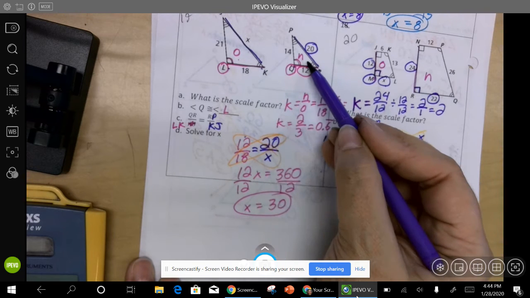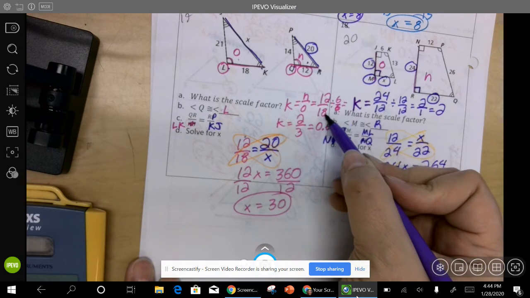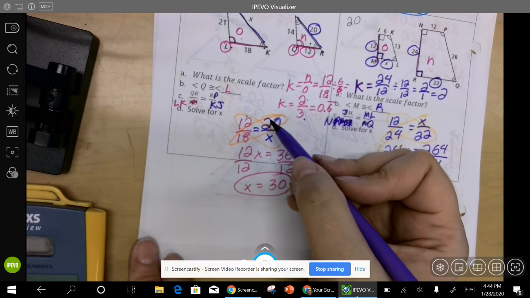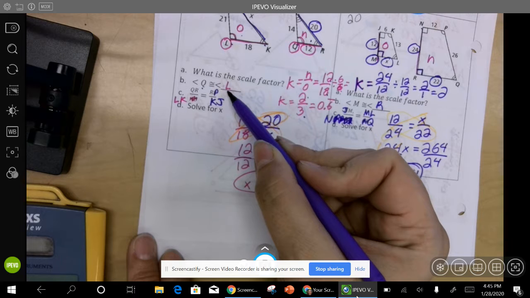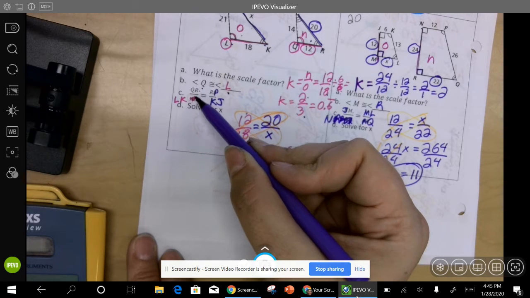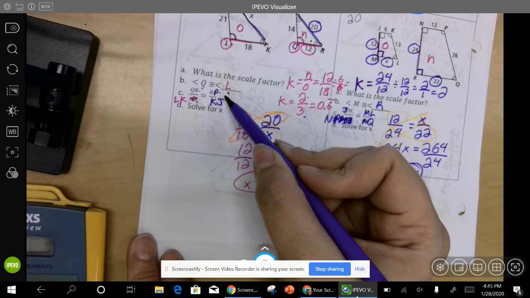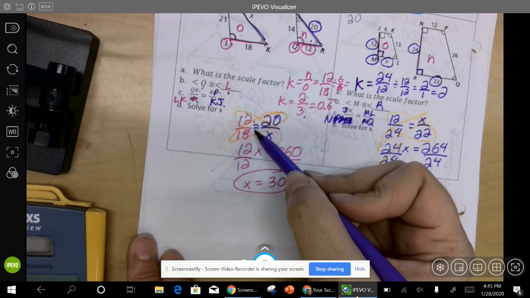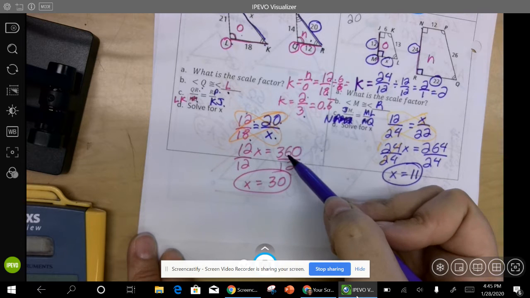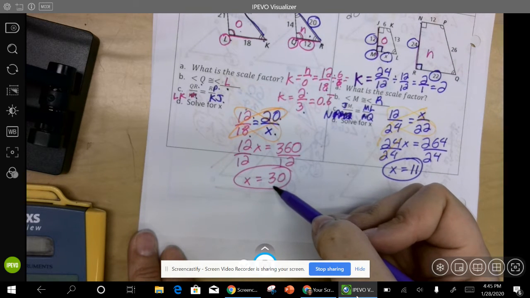So old over new. So I'm going to get 12 over 18, which simplifies to 2/3. Okay, and then I put angle Q is congruent to angle L. And then we're going to do QR over LK is equal to RP over KJ. So 12 over 18 is equal to 20 over X. Cross multiply and divide, and I get X is 30.